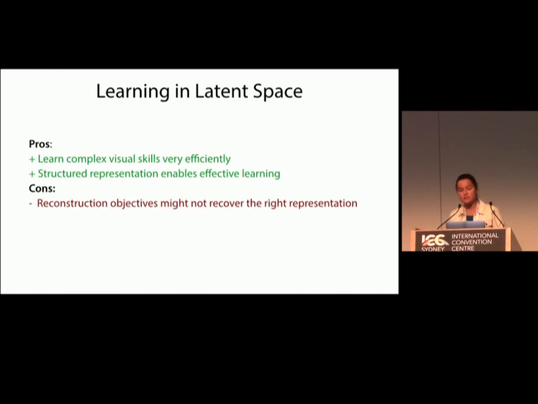And then one of the disadvantages of this approach is that to learn that latent space, typically you use a reconstruction objective or something similar, and those objectives might not recover the right representation for solving the task. And if they discard some of the information that's crucial to solving the task, then you won't be able to learn a policy effectively.